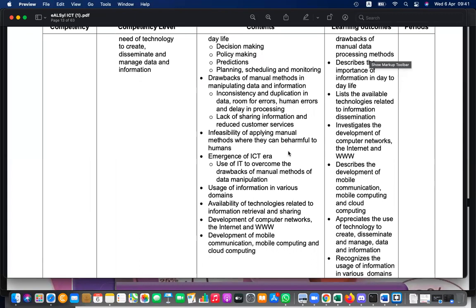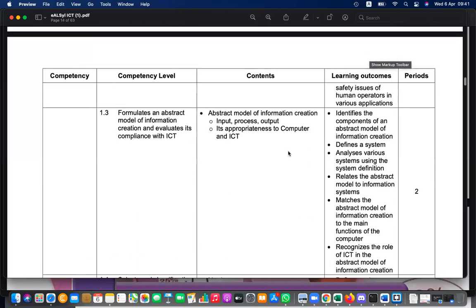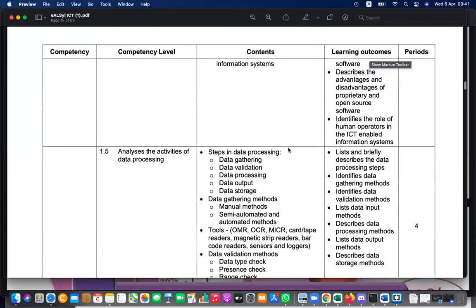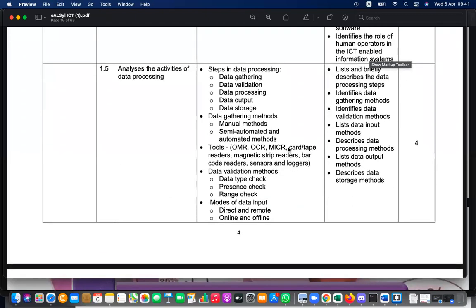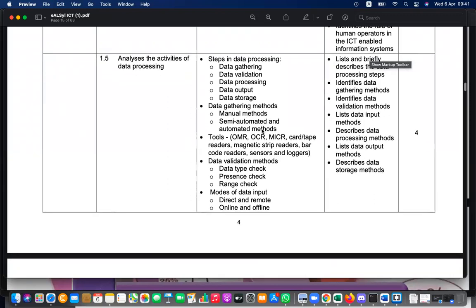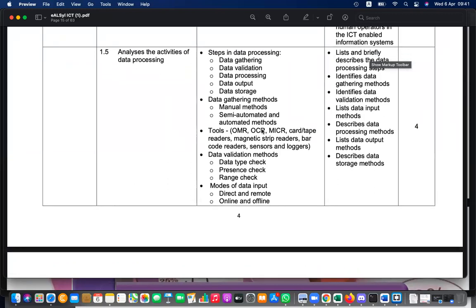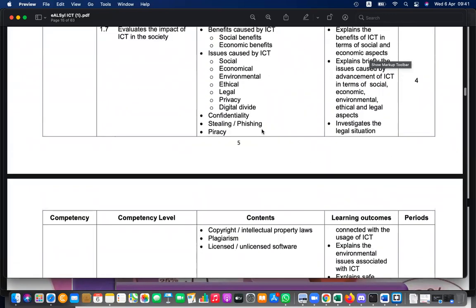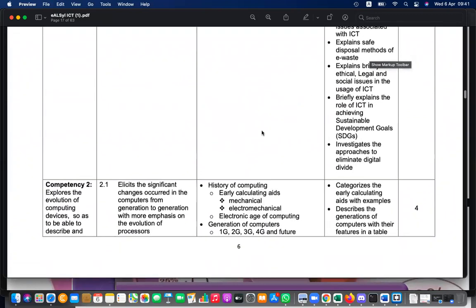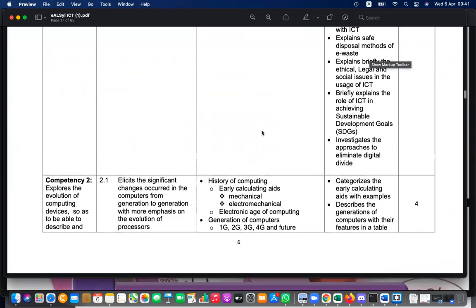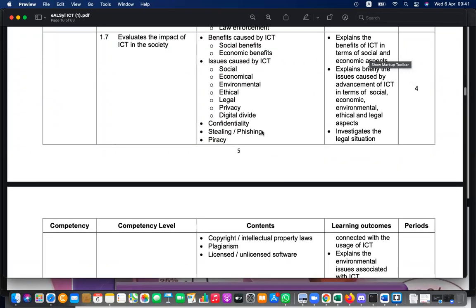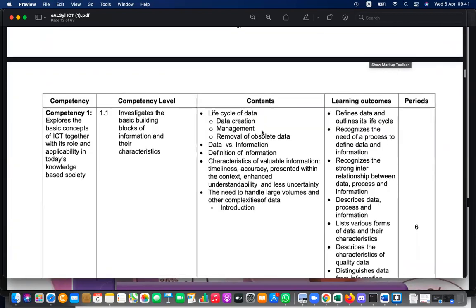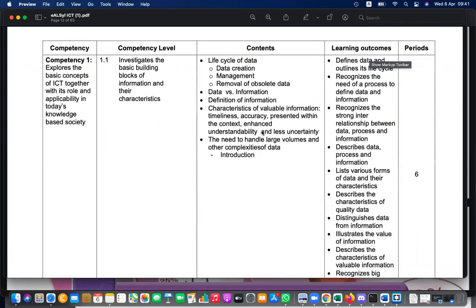You're going to learn how data is processed in the computer system, and the abstract model of information. Then the classification of hardware systems, and also the different tools in data gathering, data validation and so on. Usages of ICT in different areas, IPR, copyright, and plagiarism-related things, we are going to learn in this chapter.